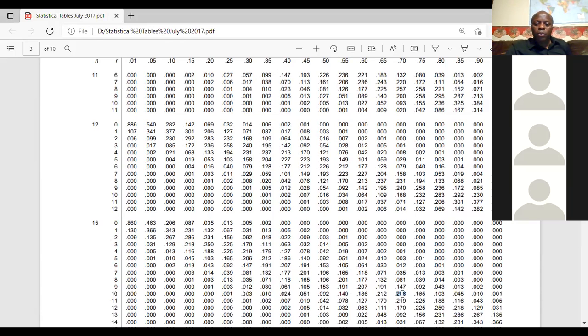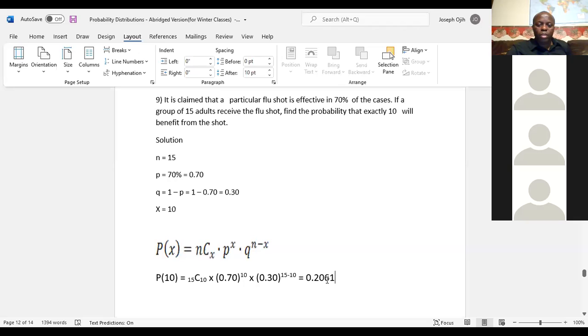Now, you can see the answer. You can see the same answer we have here, 0.206, which is right here. If we round it to 2 decimals, you can see that it is the same thing. So you can get it with the table faster. All you have to do is put the numbers in, or you can just write P(10), then put your answer there and mention that you used the table.